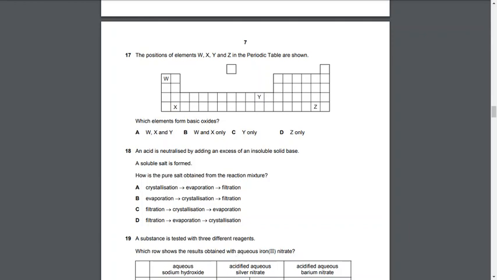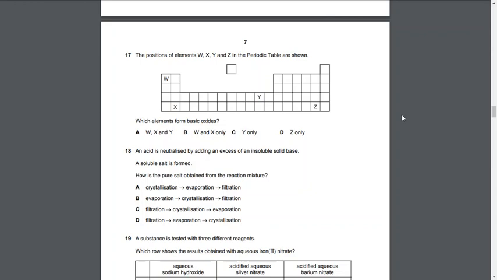So W, which element makes a basic oxide? Yes, W is in group 1, so it makes a basic oxide. It definitely does. Group 1 are known as alkali metals. So W is the right answer. Then talking about X, once again, yes, it forms a basic oxide as it is in group 2. If we talk about Y, yes, it forms a basic oxide. You can take help of the periodic table if you wish, because it's a metal, it will form a basic oxide.